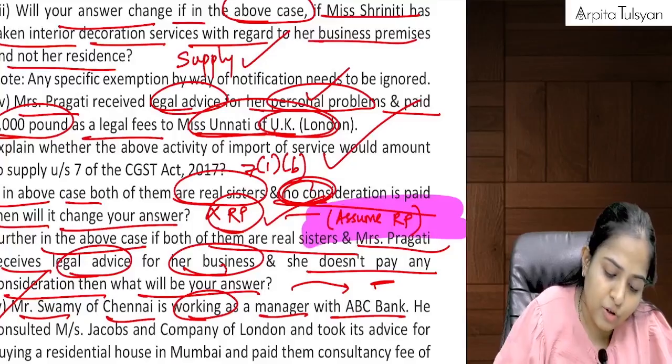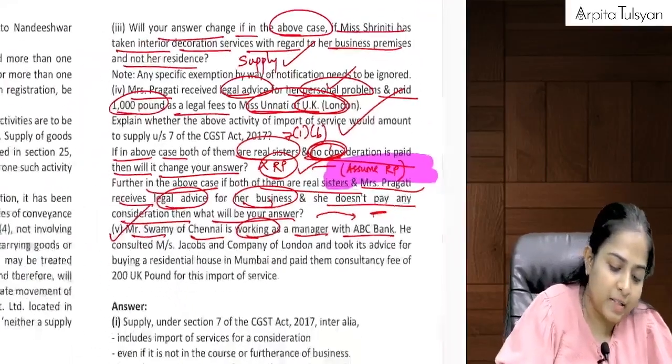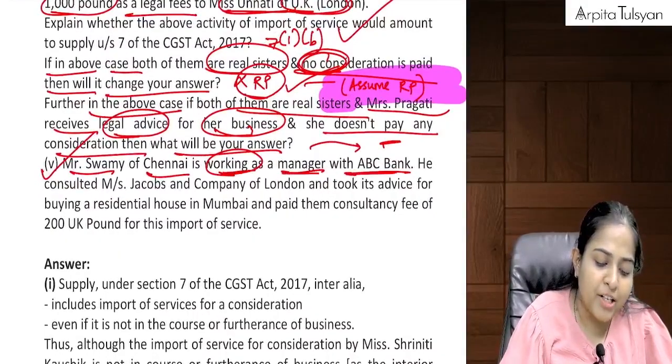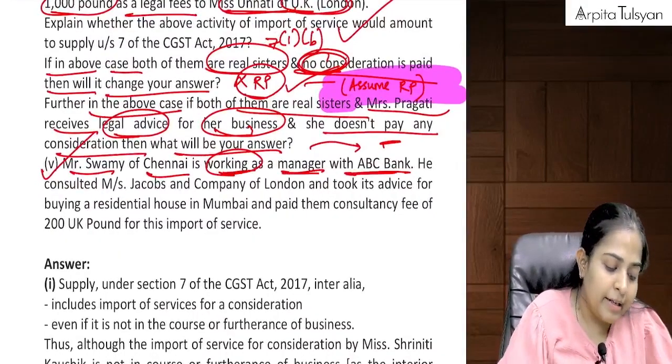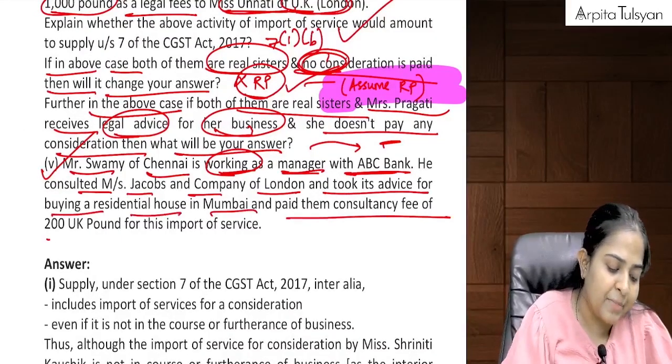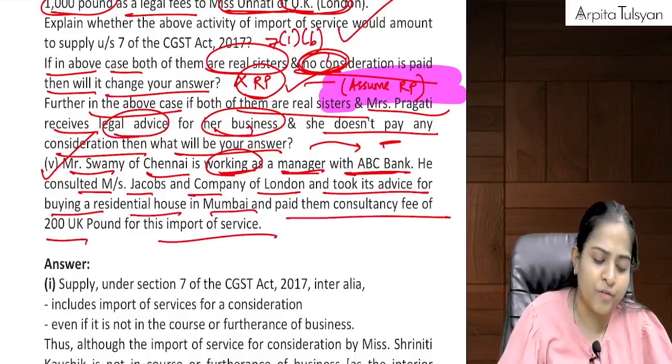This one, assume that it is a related party. Accordingly, answer. Okay, and last one. Mr. Swami of Chennai is working as a manager with ABC Bank. He consulted Messrs. Jacob and Company of London and took its advice for buying a residential house in Mumbai and paid them consultancy fee for this import of service.